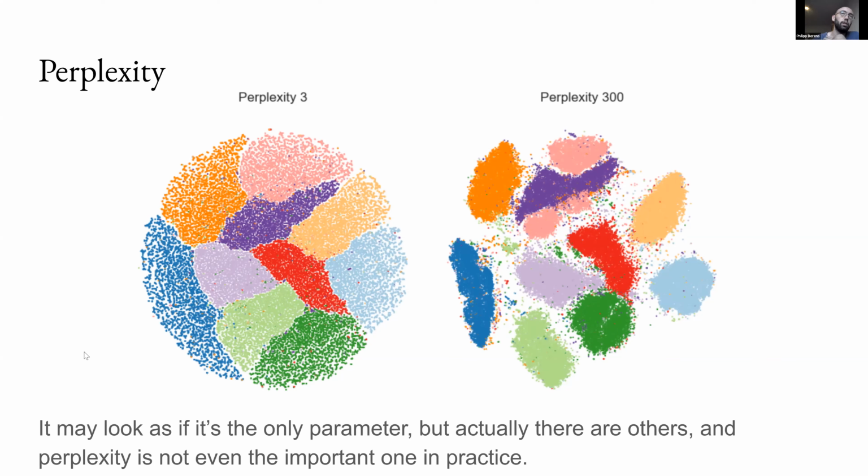If you look at many implementations of t-SNE, it looks like perplexity is really the only parameter. But actually there are others, for example the relative strength of repulsion and attraction. And perplexity may not even be the most important one in practice. And I will show you how to choose some of the other parameters as well.